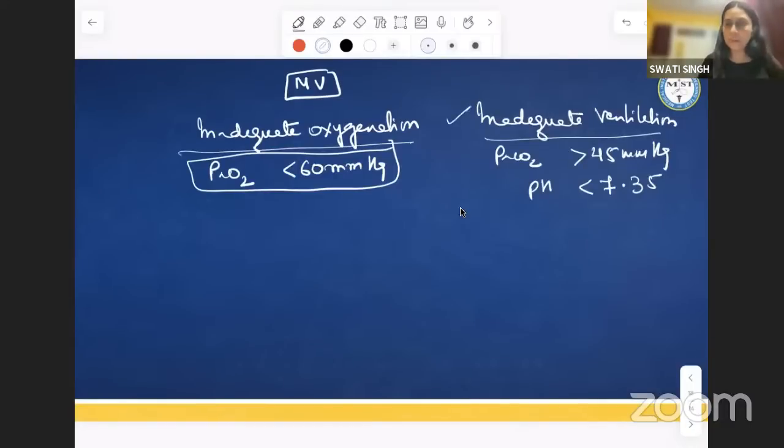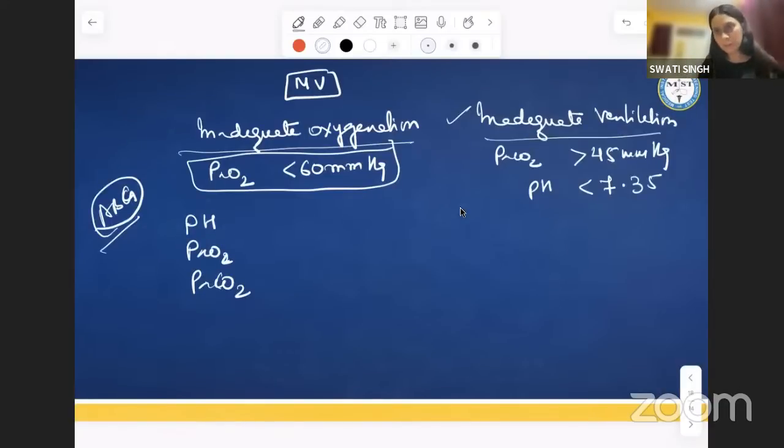This means inadequate ventilation. So how will we get this report? By ABG. After putting a patient on ventilator, we always wait for 20 minutes after the setting and then do an ABG. Now, you have seen ABG. ABG has the pH, PaO2, PaCO2. These are the parameters present in the ABG. We are just concerned with these three parameters. We'll only focus on these three.